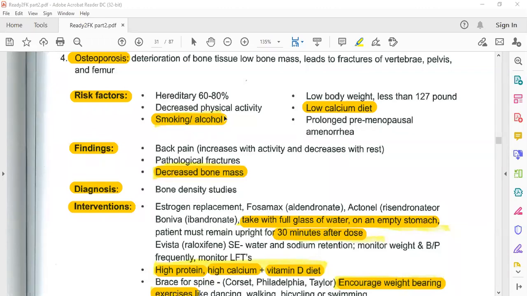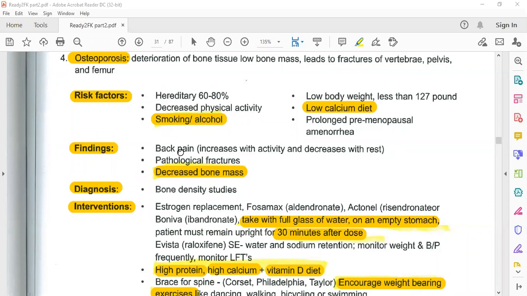Even lack of physical activity, or hyperparathyroidism, or long-term steroid use, or long-term anticonvulsant medication can cause osteoporosis.